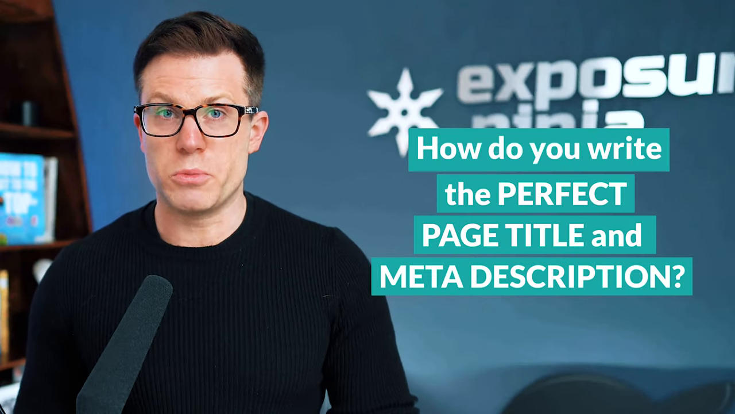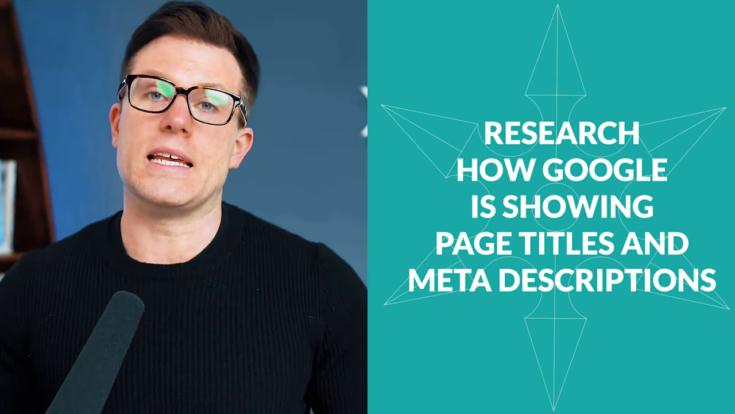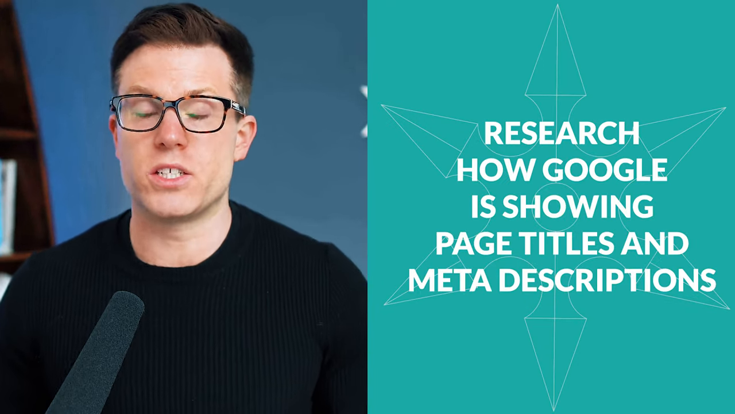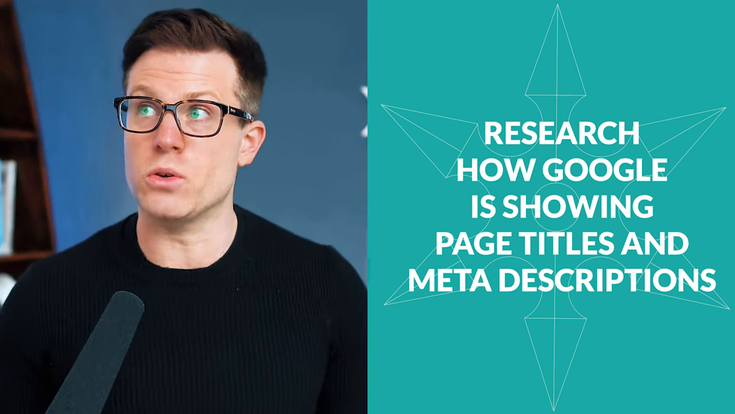So how do you write the perfect page title and meta description? Well, the first thing that you need to do is a bit of research and see how Google is showing page titles and meta descriptions in your searches. So for example, let's head over to Google and we're going to search for landscape gardener Nottingham.